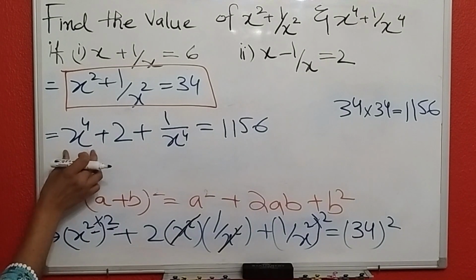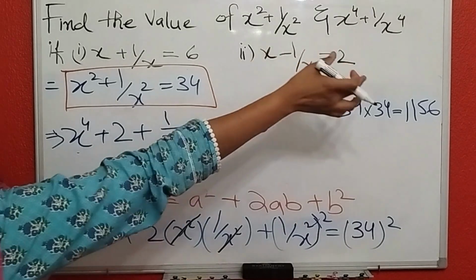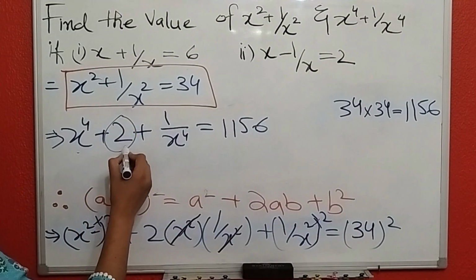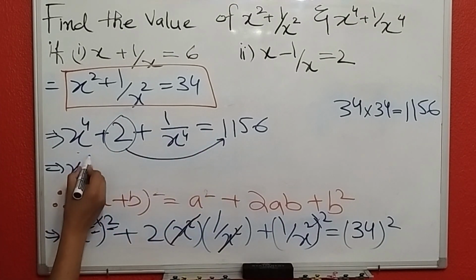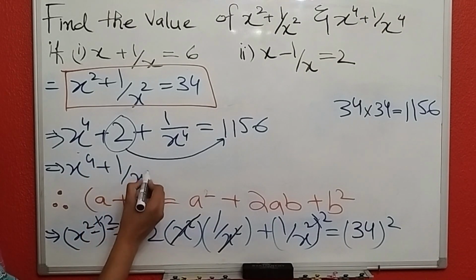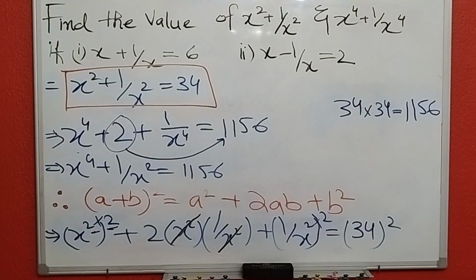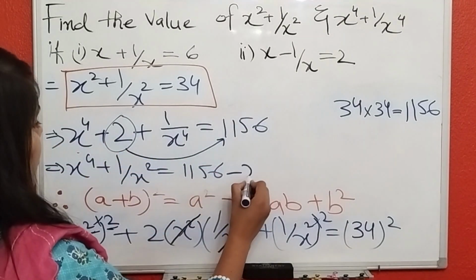Okay, now I'm finding the value of this. Which thing is extra here? 2 is extra here, and I'm going to shift 2 here. So writing x power 4 plus 1 over x power 4 is equal to 1156. Whenever you are shifting any value from the other side of the equals sign, you should change the sign. Here you can see this value has a plus sign, and now this value has a negative sign.